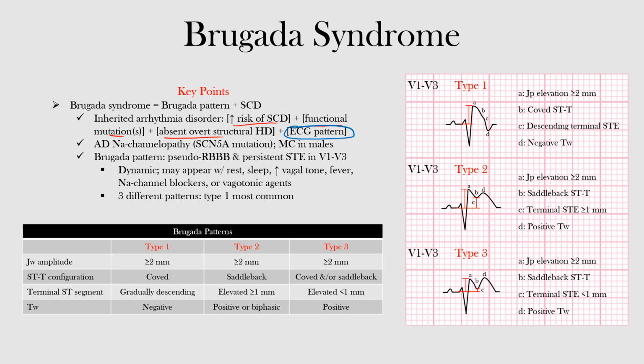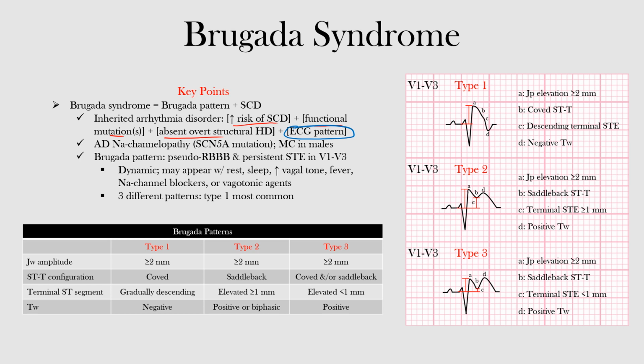Oftentimes, the use of sodium channel blocking agents or vagotonic agents like flecainide or beta blockers can unmask these EKG features. In addition, the pattern may be unmasked if the patient is febrile, has high serum calcium levels, or has taken cocaine. Alright, so let's take a closer look at these EKG features.